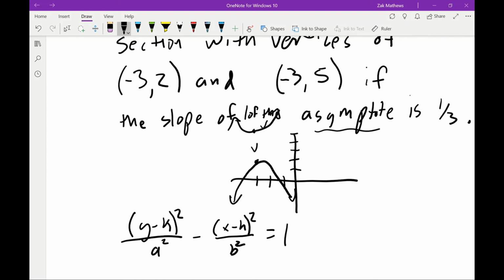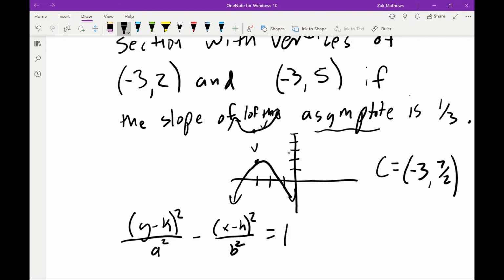One is the center. The center has to occur exactly halfway between the vertices. We've seen this before. We can see that the x value is constant. The -3 is constant. We need to be halfway between 2 and 5. Well, halfway between 2 and 5, it's 3 units between them. Half of that is 1.5, or you could add the 2 and the 5 and then divide by 2. We get 7/2, right? So kind of two ways of doing that.